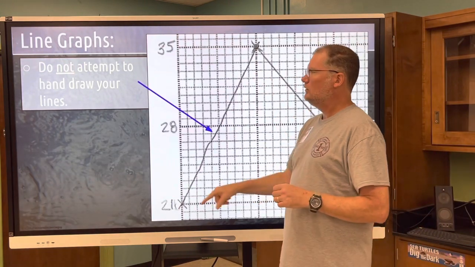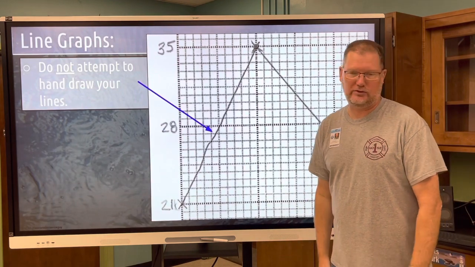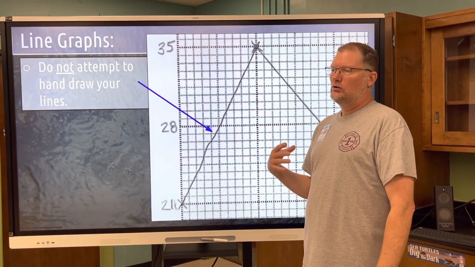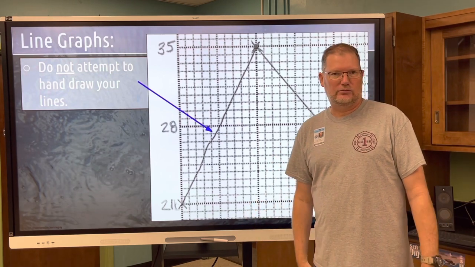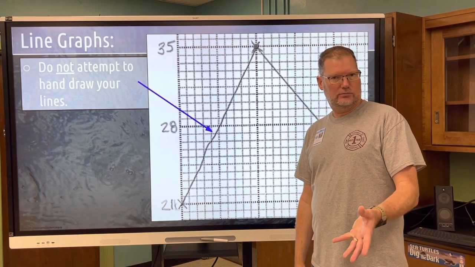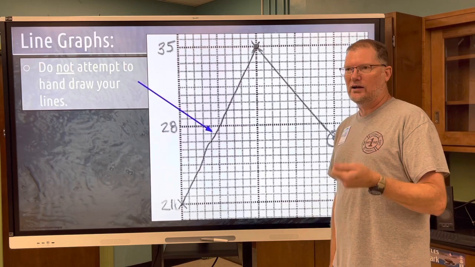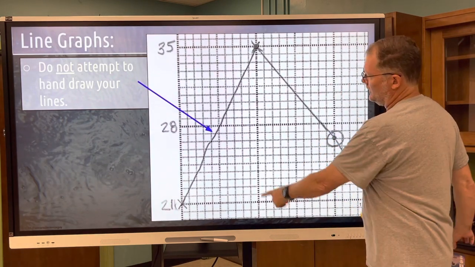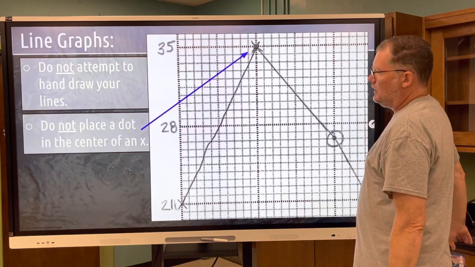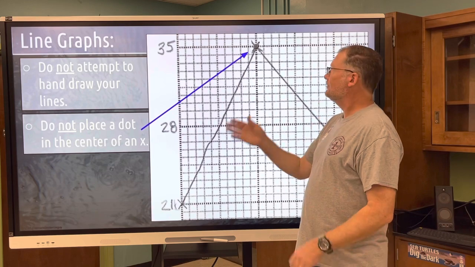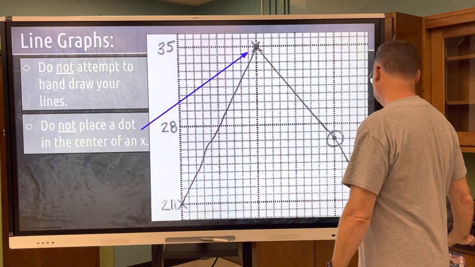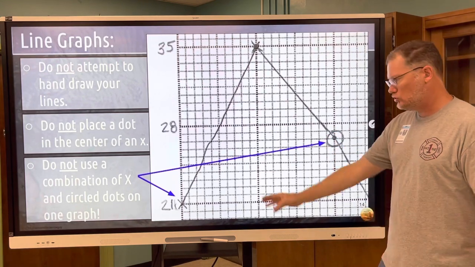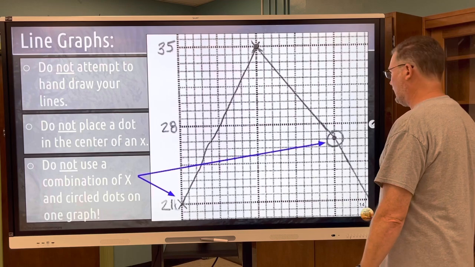Do not attempt to draw your lines by hand, because look what happens, okay? This is not scientifically correct. For grade school, for lower level classes, maybe it is acceptable, but not for ACE, all right? So you need to be more aware of your precision with your lines, okay? You can see how that looks all wonky, okay? And of course, do not place a dot in the center of your X. It just looks bad, number one, but it's incorrect, okay? And no combination of X's and dots and circles. Just don't do the circle dot. Just do the X's, okay? On every graph that we make in here.